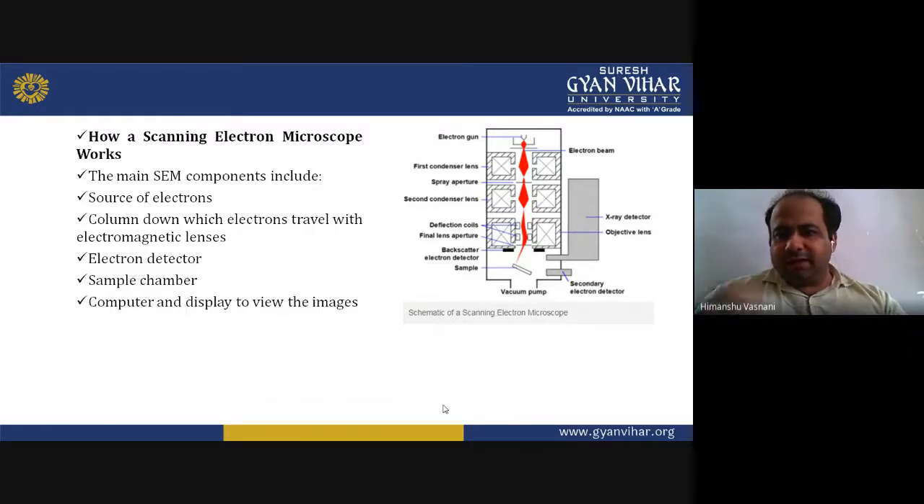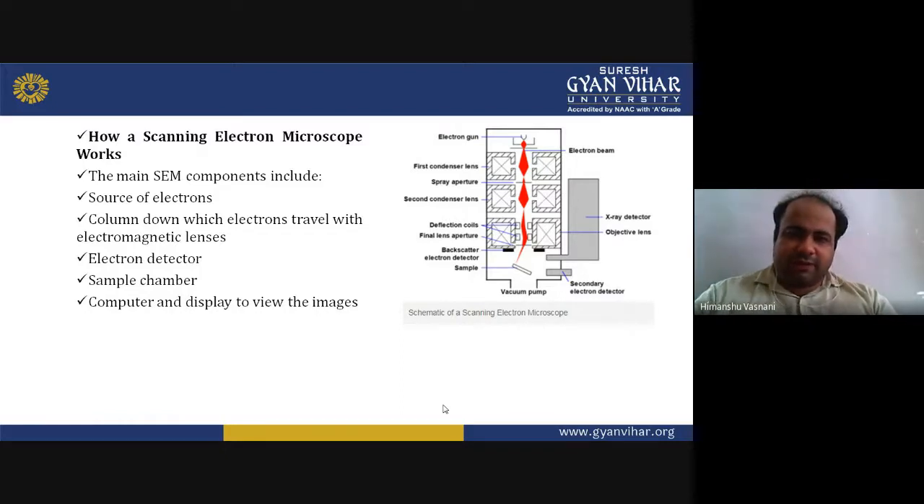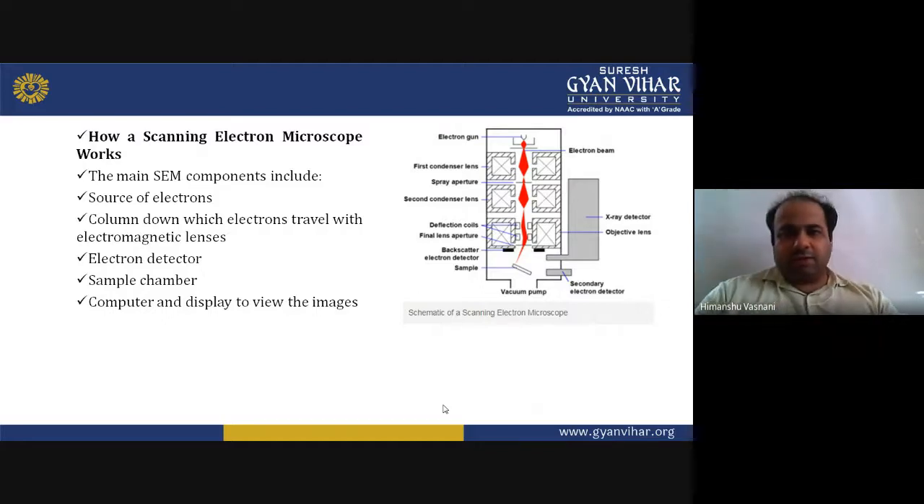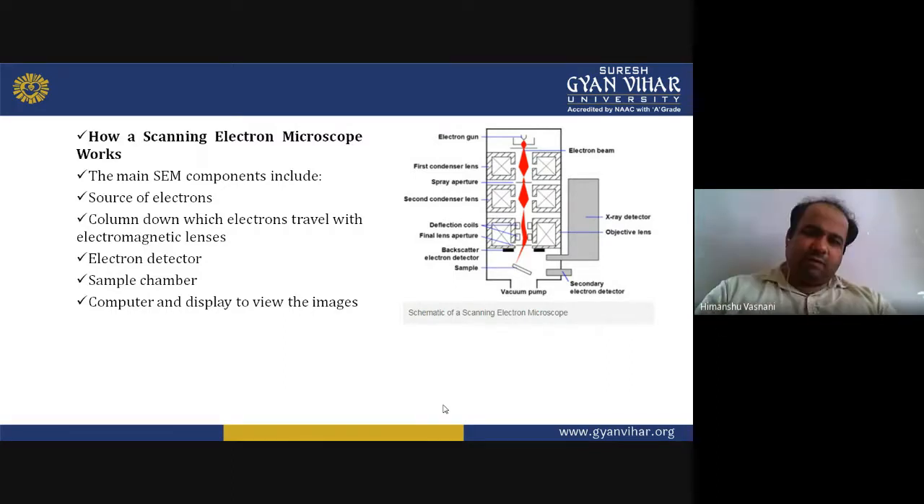On the right hand side you have an X-ray deflector and an objective lens. On the bottom side you can see the black blocks, which are the backscatter electron deflector, and below all that you have the sample. On the left hand side there is a backscatter electron detector, and on the right hand side a secondary electron detector. On the bottom side you have a vacuum pump available.